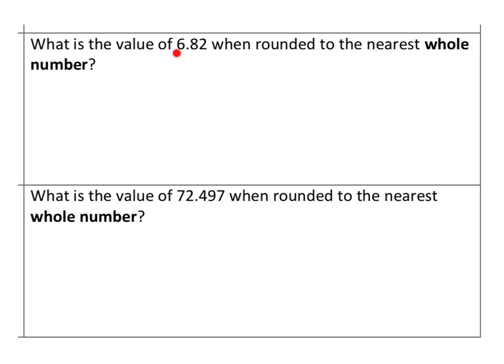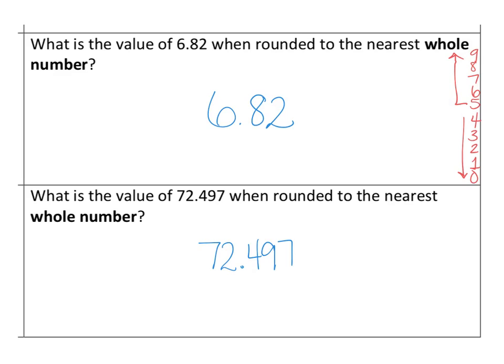So you're going to round 6 and 82 hundredths. Write it inside the box, and then I want you to figure out what you're going to round down to or up to, and figure out using this number line to figure out if it rounds up or down. Do the same thing with 72 and 497 thousandths. If you haven't paused the video yet, this is the time. Pause it now.